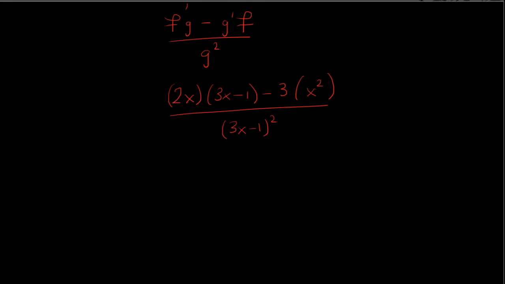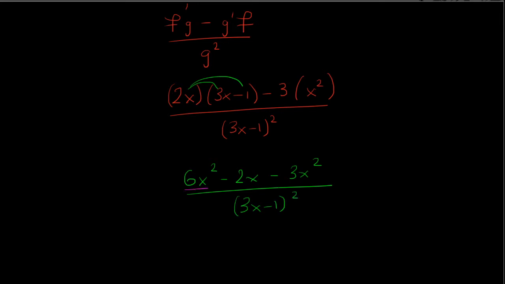I can simplify this further by distributing out the 2x to both the 3x and the negative 1. 2x times 3x is 6x squared minus 2x, and then we have minus 3x squared all over 3x minus 1 quantity squared. 6x squared minus 3x squared will be 3x squared. And then we have minus 2x over 3x minus 1 quantity squared. And at this point, we can just leave it as is.